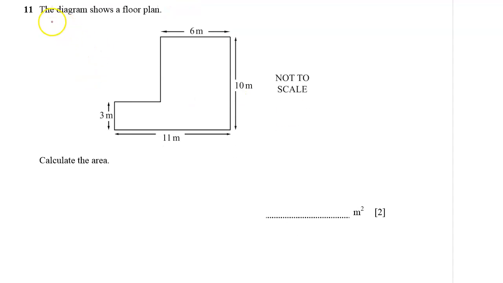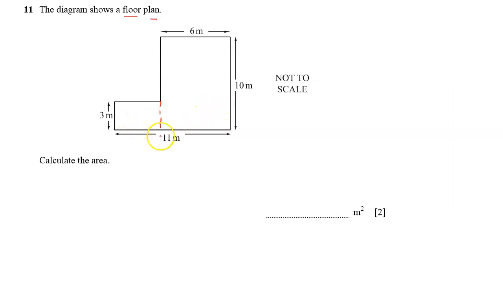Question number 11. The diagram shows a floor plan. Calculate the area. To do the area here, you need to divide this plan into shapes whose area can easily be calculated. So I'll divide this one right there. So you can see this is two rectangles now, rectangle 1 and rectangle number 2.